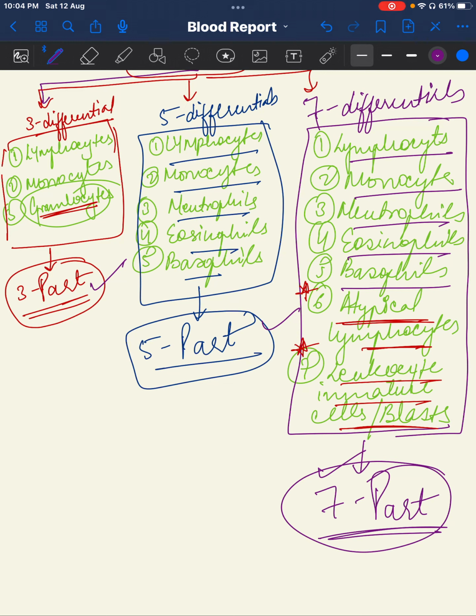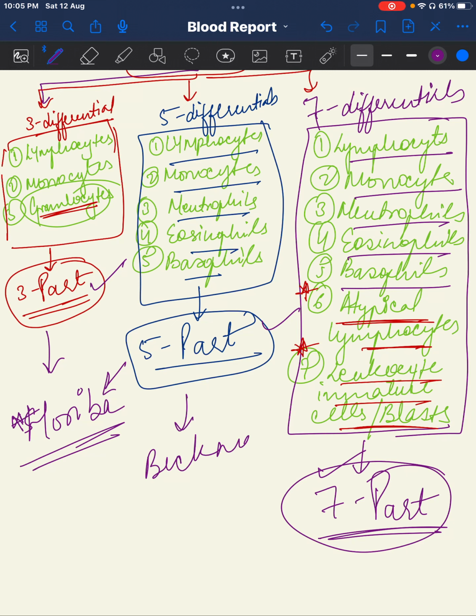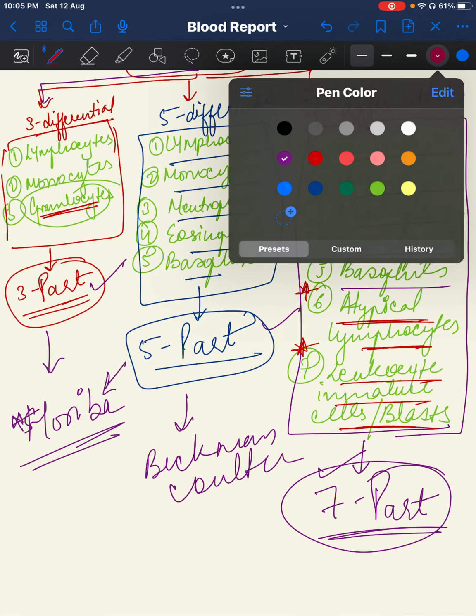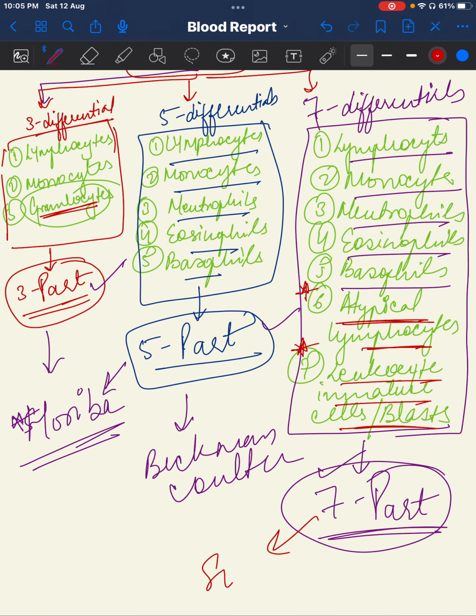Yes, I'll tell you the names of the companies. For example, companies like Horiba have three-part and five-part machines. Five-part is also seen in Beckman Coulter, and the most amazing machine, I should tell you, the seven-part machine, is from Siemens or the Sysmex ones. They are very amazing machines, they give you the seven-part report, and they're highly specific machines. Clear?